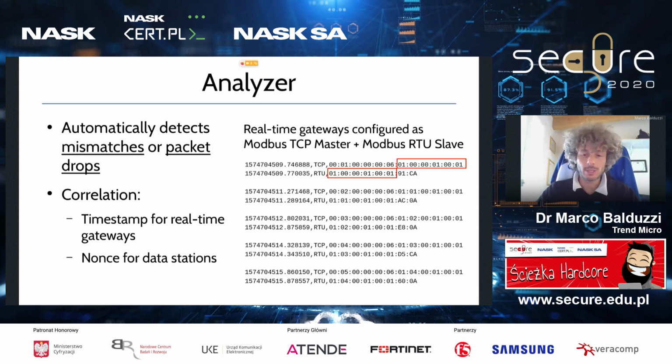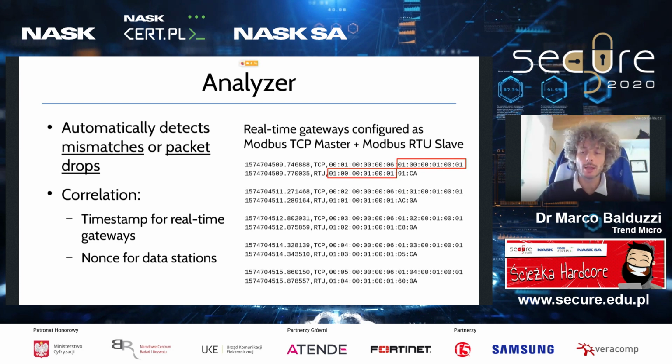So for example, in the translation from TCP to RTU, it verifies that the Modbus header is correctly removed. It verifies that the payload that you have down here in red is correctly encapsulated in the Modbus RTU request. It checks that the checksum is correct. It checks that all the packets are propagating from the inbound to the outbound interface and in the right order, if it's a real-time gateway.